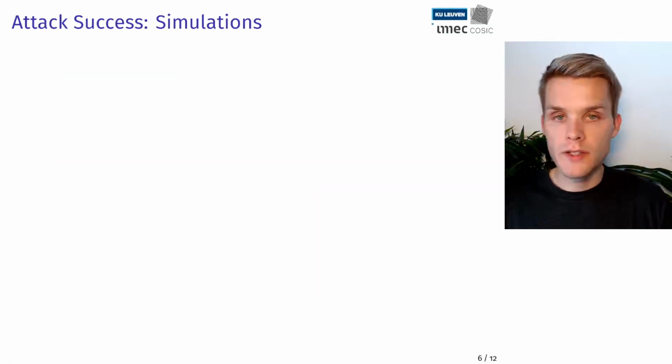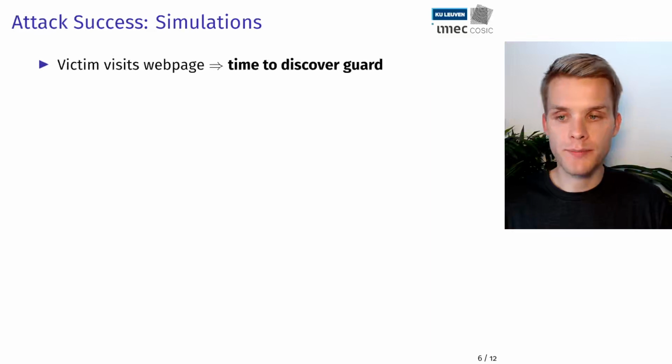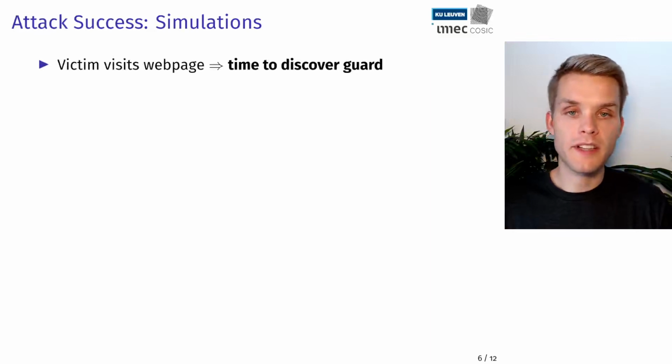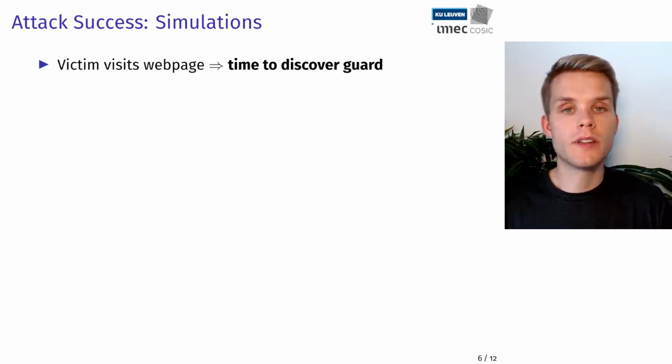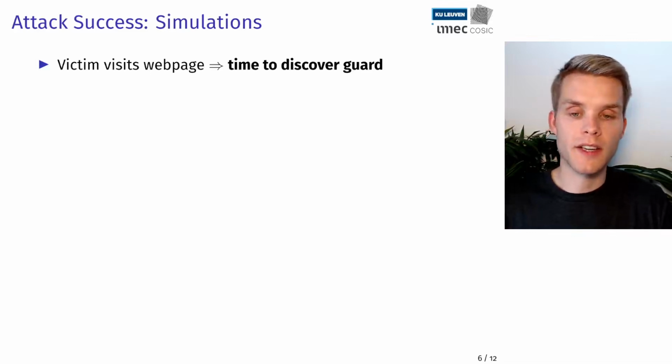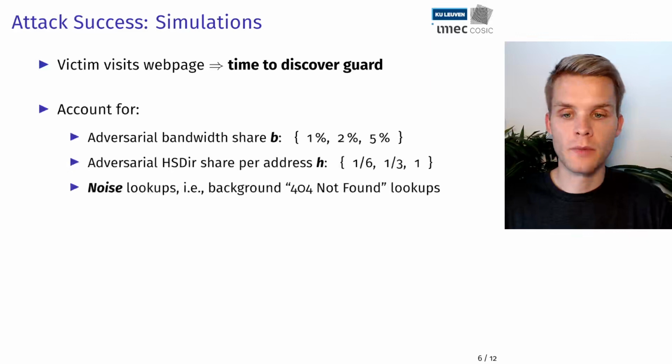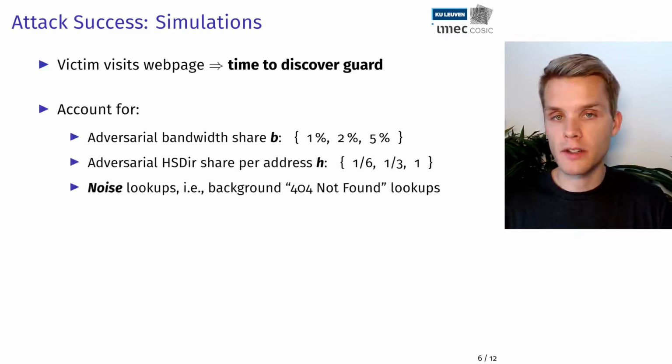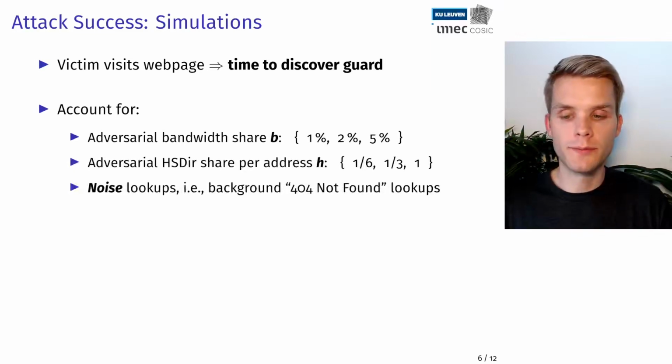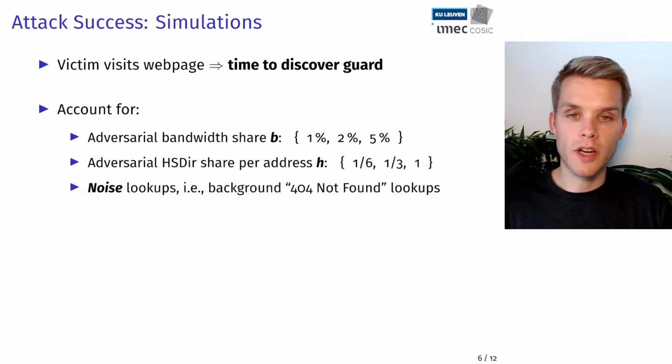We use simulations to show how fast our attack is, and we do this by a victim visiting the target attack webpage, and then we track the time that it takes to discover the guard of this victim. We take a couple of adversarial settings into account, such as the bandwidth share B that the adversary contributes to the Tor network. Again, this is between 1%, 2%, or 5%.